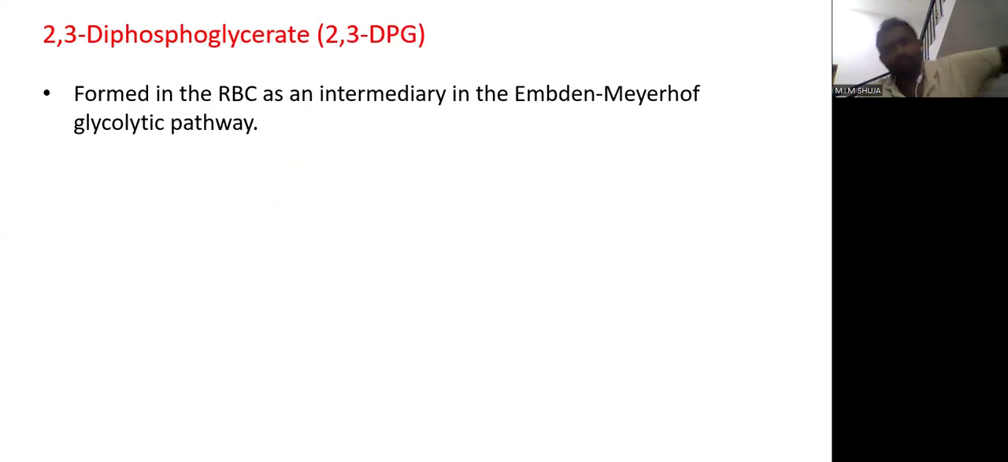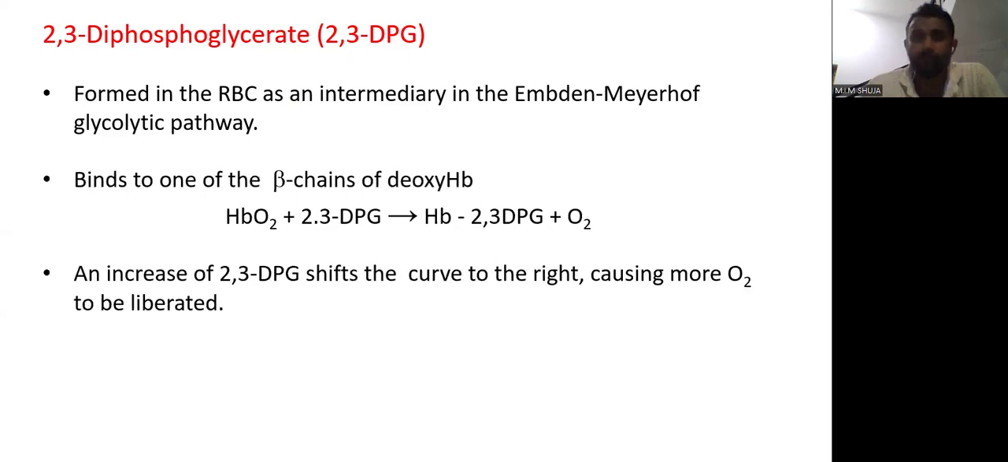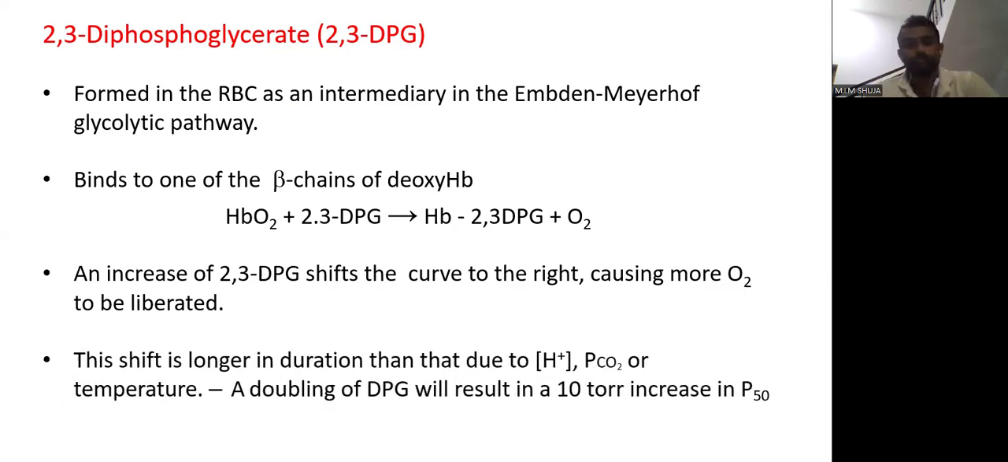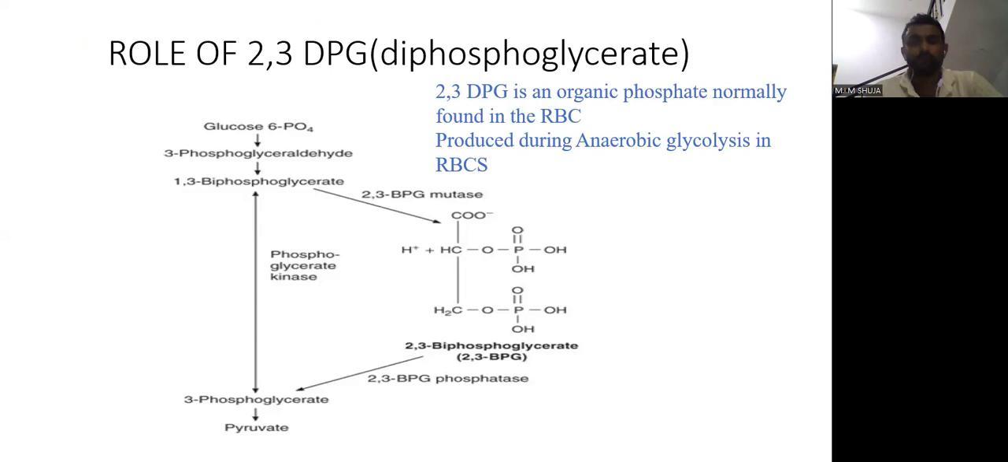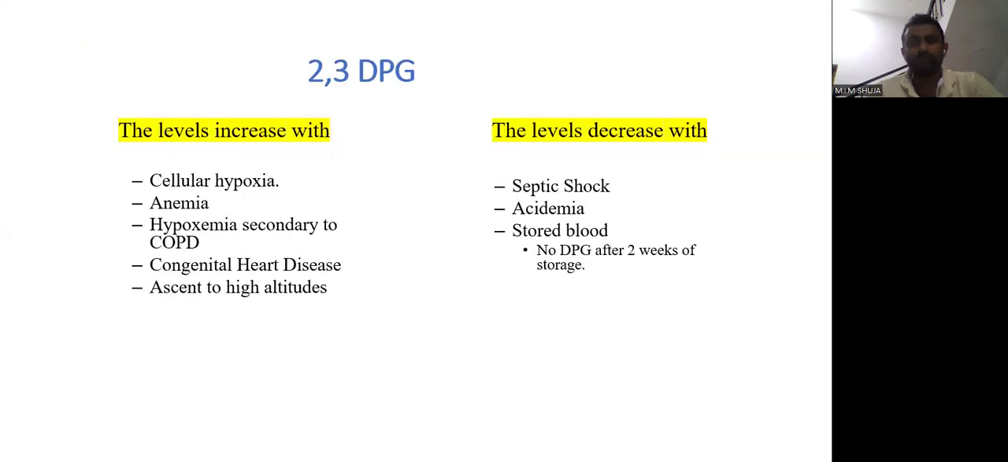And 2,3-diphosphoglycerate or 2,3-DPG. It's formed in the RBC. It's an intermediary in the Embden-Meyerhof glycolytic pathway. I think you know better than me because you all study biochemistry. I don't. So it binds to one of the beta chains in the deoxyhemoglobin. An increase of 2,3-DPG shifts the curve to the right, so causing more oxygen to be liberated. So this is the role of 2,3-DPG. It's found in the RBC.